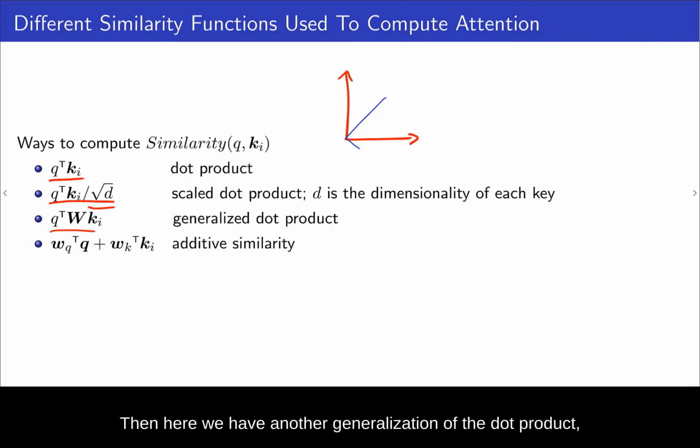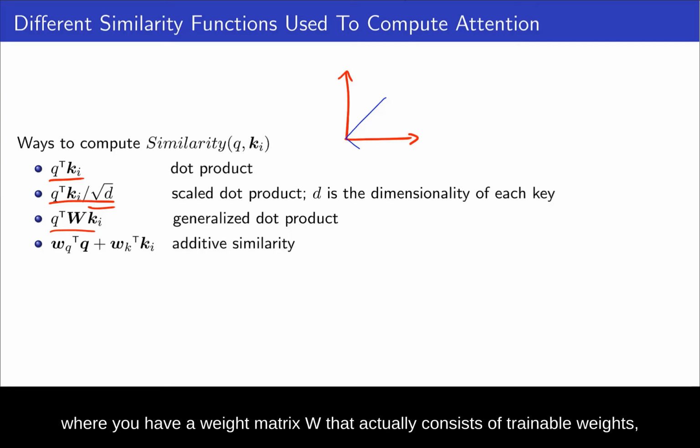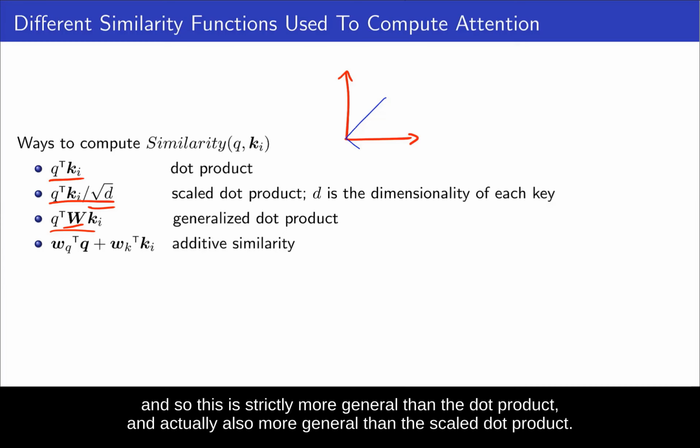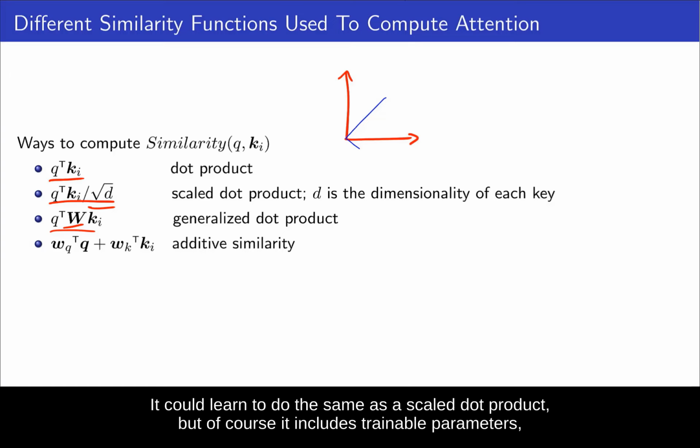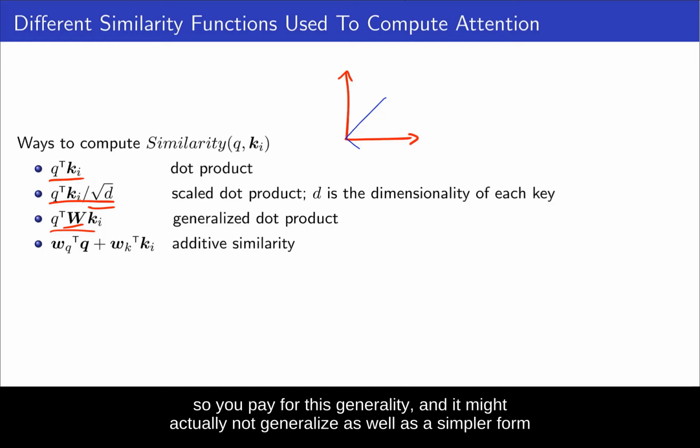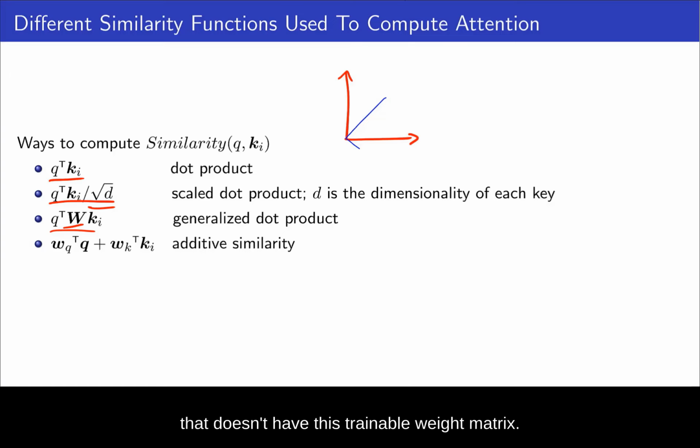Then here we have another generalization of the dot product, where you have a weight matrix W that consists of trainable weights. And so this is strictly more general than the dot product, and also more general than the scaled dot product. It could learn to do the same as a scaled dot product, but of course it includes trainable parameters, so you pay for this generality, and it might not generalize as well as a simpler form that doesn't have this trainable weight matrix.